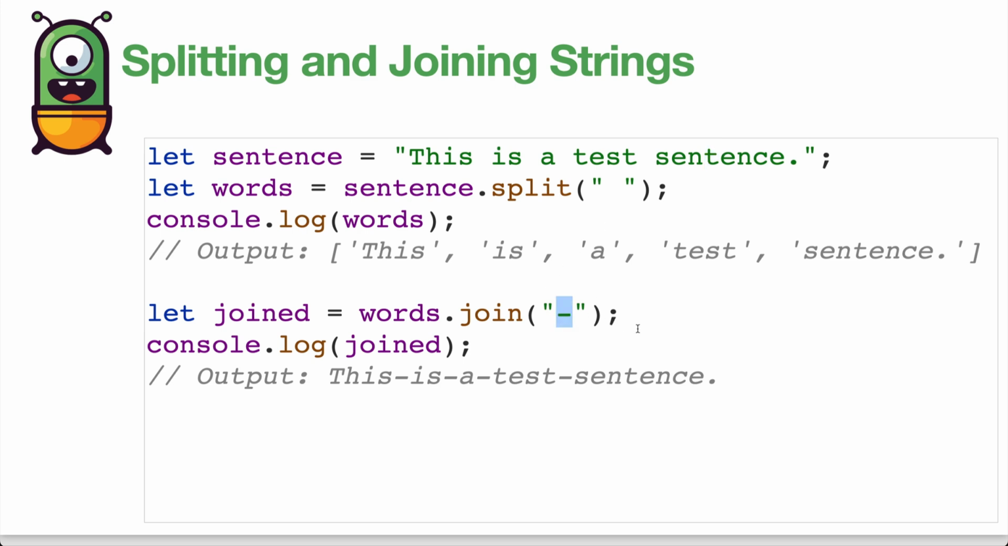And likewise, I can use any character to join the sentence, but in the join, we're starting out with an array like words. Okay, so this cannot be a string, it has to be an array. And this is an array method. So we're going to use words.join, and this becomes the glue that holds the new string together. So that is how we split and join strings.